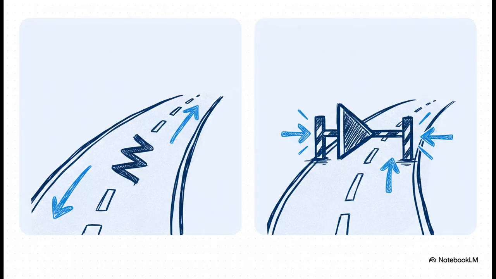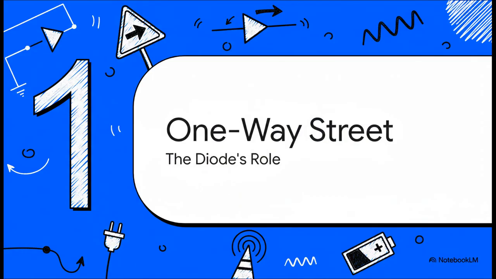Okay, so to really get what makes a diode so special, let's first think about something you probably already know, a resistor. A resistor is basically a two-way street, right? Current can flow back and forth, no problem. But a diode? Nope. That's a strict one-way street. Think of it like the bouncer at a club. It only lets traffic flow in one direction, period.